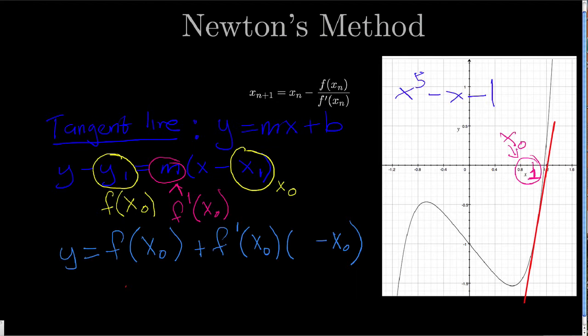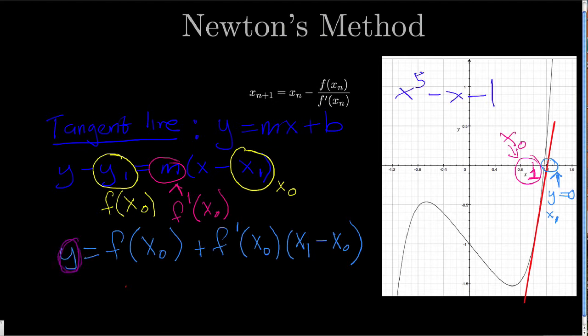And so what I want to do, since I'm looking for this value right here, the x-intercept, right? The x-intercept happens when y is equal to 0, and it's going to give me an x value. Now this x value is going to be my next iteration, so I'm going to call it x sub 1.